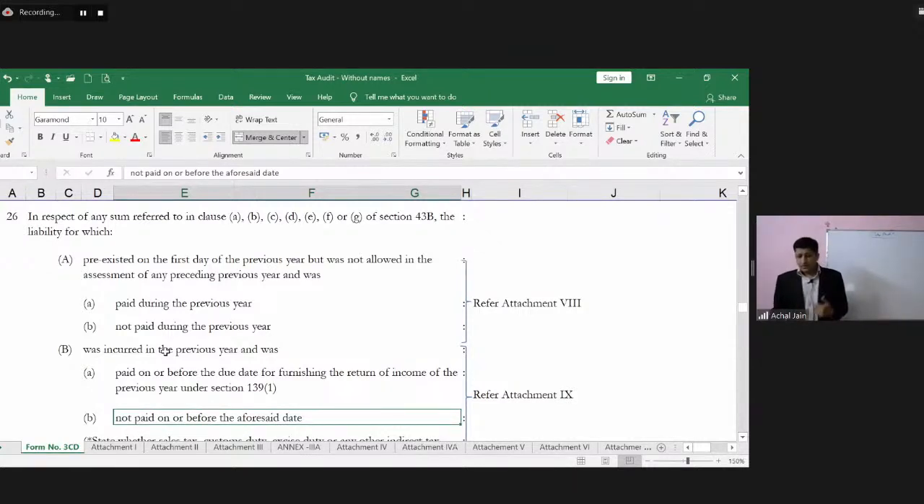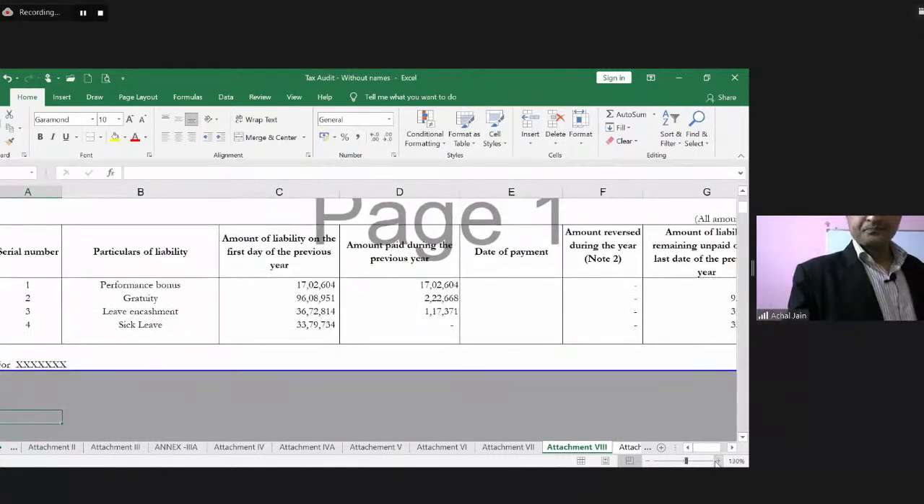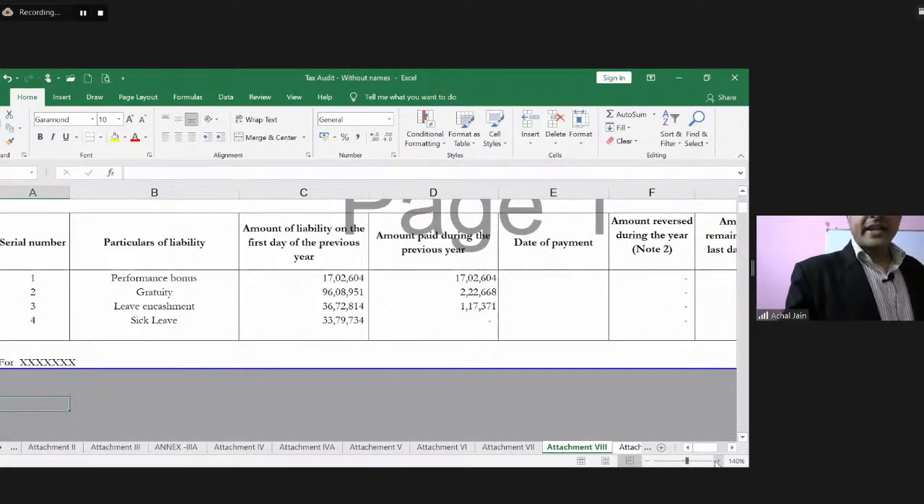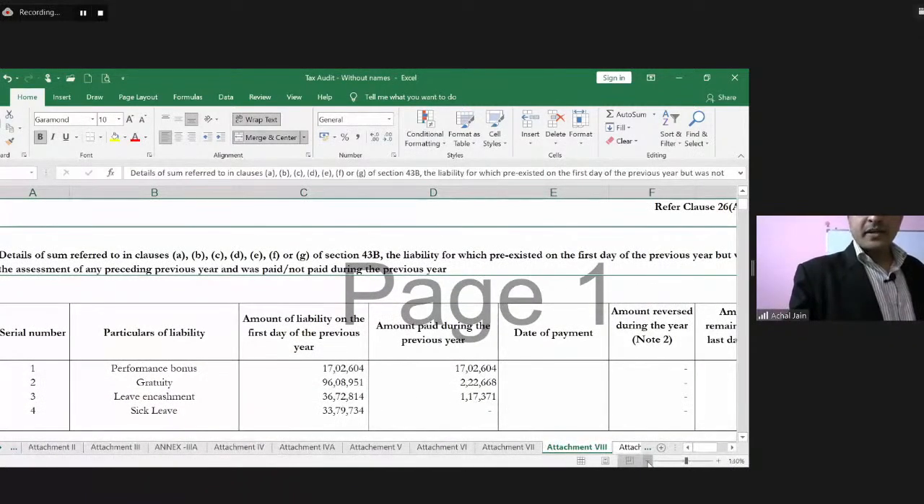To get a better understanding of this, first of all, I'll take you to both the annexures, and then we'll try to understand what reporting is required over here and what will be the point of confusion. Okay. So we are moving on to attachment number 8. So this is for point number A. And you may read this requirement again, please.